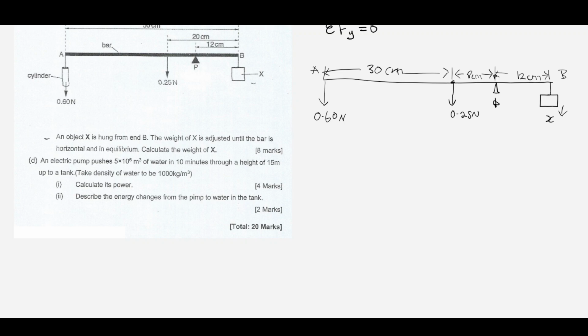So now for us to find X, we have to use the principle of moments, which is the summation of all moments has to equal 0, meaning the clockwise moments have to be equal to the anti-clockwise moments. So here we say taking moments at point P, which is this point here.